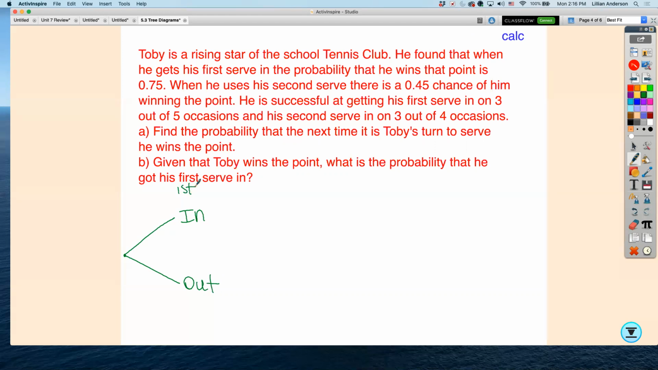Now if he gets the ball in, the game is played back and forth, right? And then 2 things can happen. Either he's going to win the point or he's going to lose the point.